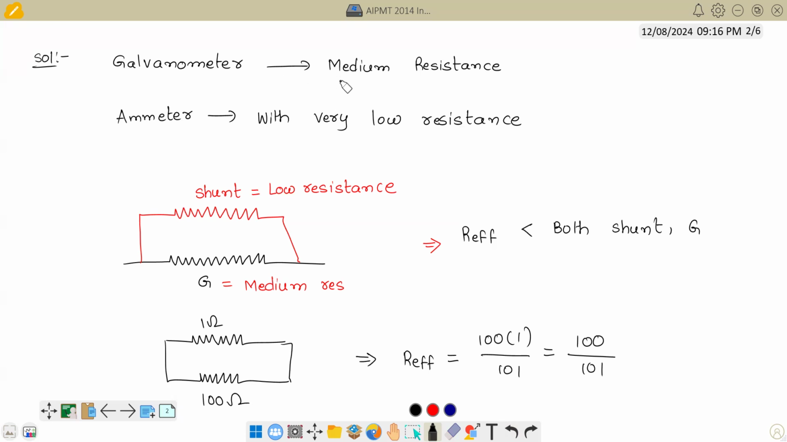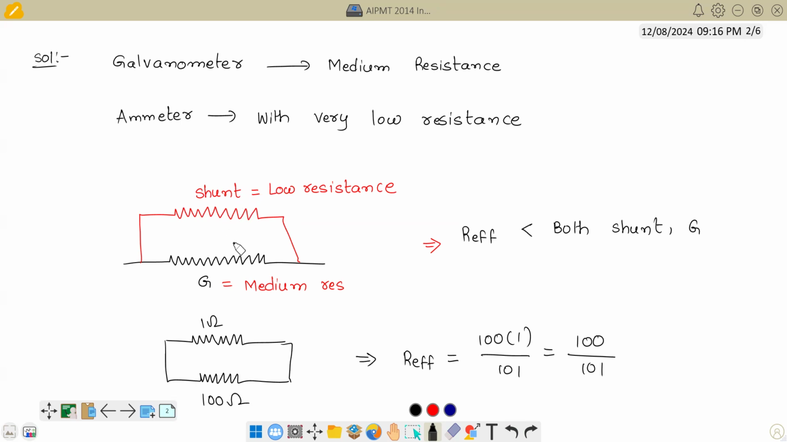Now, how can I create a very low resistance device using a medium resistance device? We can actually create a very low resistance from medium resistance by connecting a low resistance device in parallel with the medium resistance. This low resistance device that we connect in parallel to the galvanometer is called a shunt.